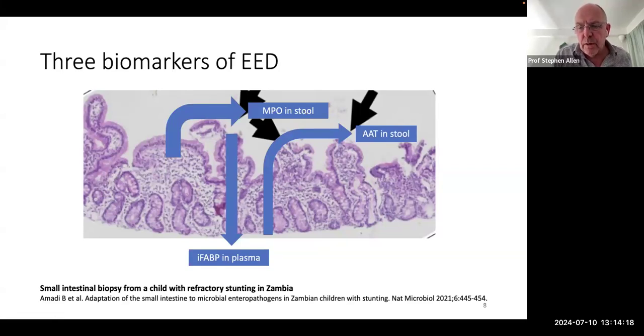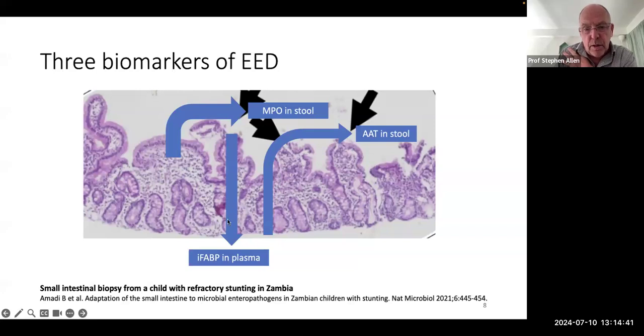Alpha-1 antitrypsin is a protein made by the liver, a kind of anti-protease protein. So it has a defense against infections and oxidant stress. It's made in the liver, but it's supposed to stay in the blood. It is not supposed to leak out into the gut lumen and into the stools. So if alpha-1 antitrypsin goes up, that's a marker of increased gut permeability.